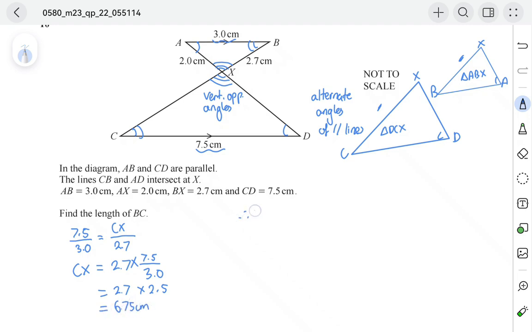Therefore, we know that BC is equal to BX plus CX, which is equal to 2.7 plus 6.75 equal to 9.45 centimeters.